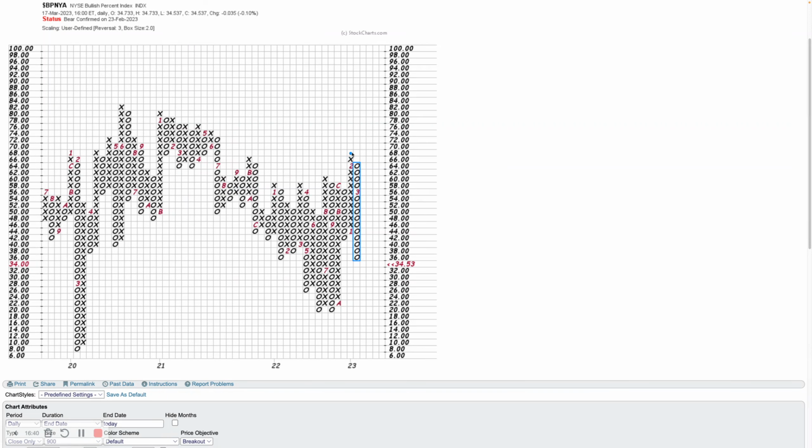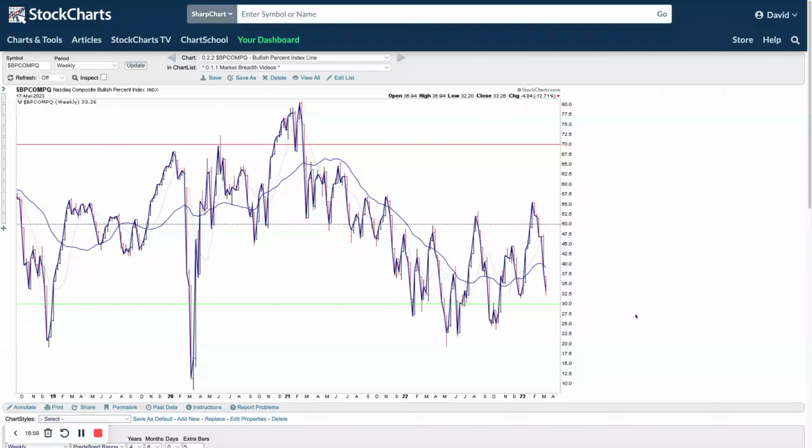So any reversal from a column of X's to a column of O's doesn't happen very often. You go from offense to defense based on what column you're in. And then we use this as part of the weight of evidence: NYSE, the Nasdaq, S&P 500, etc. At the moment, we're on defense and we're down to 34.53%.